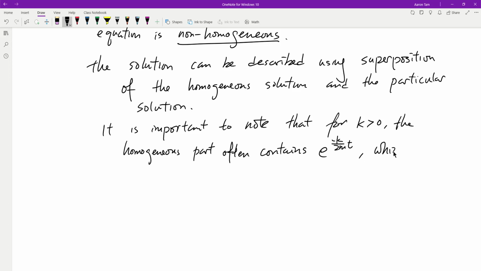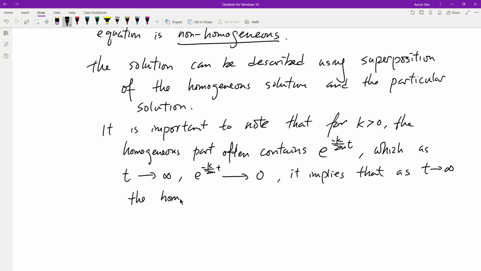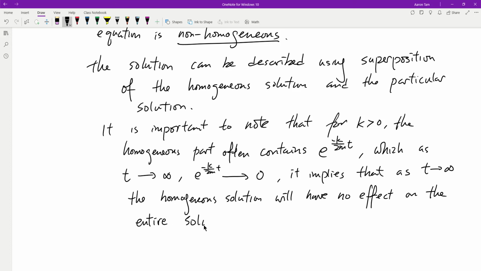And the important part is this: as t increases to infinity, e to the negative k over 2m t approaches 0. What that implies is that as t goes to infinity, the homogeneous solution will approach 0 and therefore have no effect on the entire solution, because it just keeps getting smaller and smaller and has no effect on the overall value of the solution.